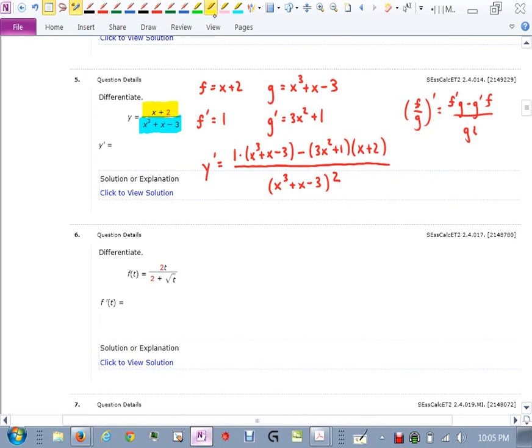So I hope you can see, there is f prime, this is g, minus g prime, f, and then here's g, and then you square it. So everything there matches up.